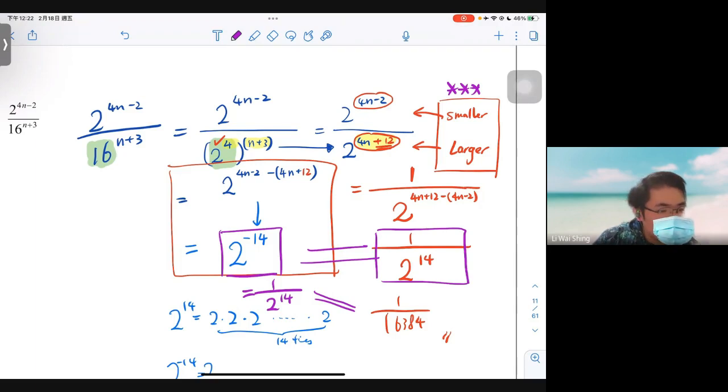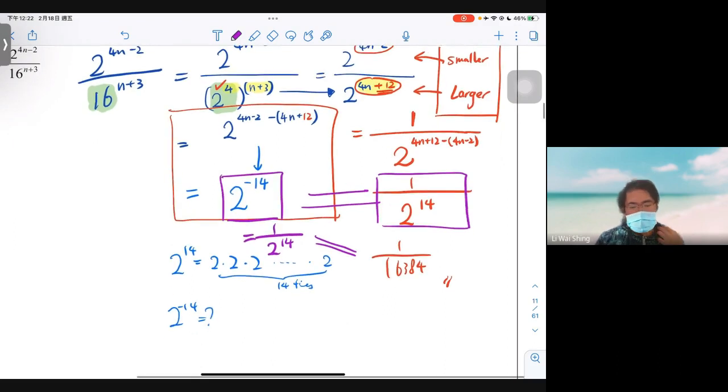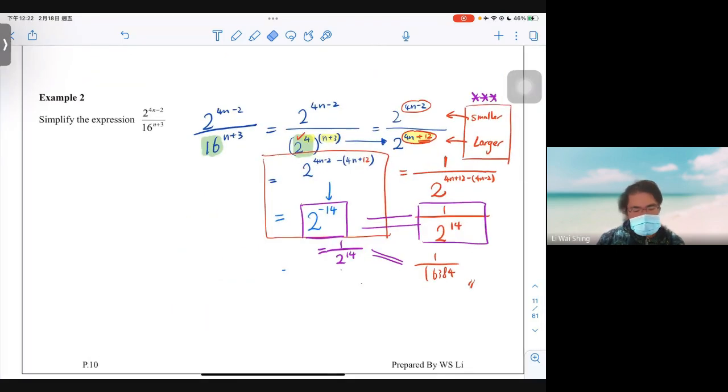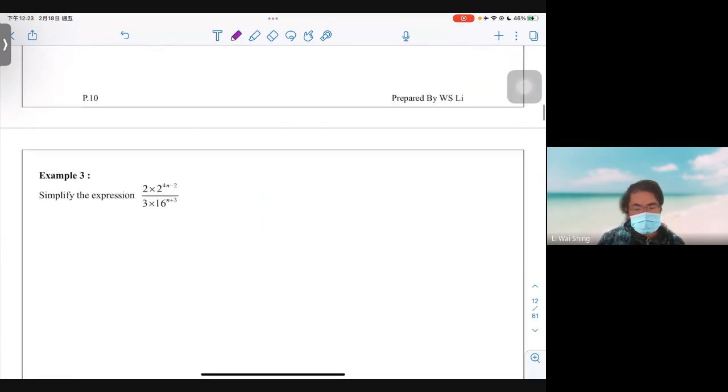What button? Is there a button, x to the power negative 1? Oh, that's one way to do that. Yes. 2 to the power of -1, that is 1 over 2. Okay, I will talk about that later, but it's not important yet here. It's not our focus of this part. This part, I want you to know how to simplify this expression only. All right, next example.